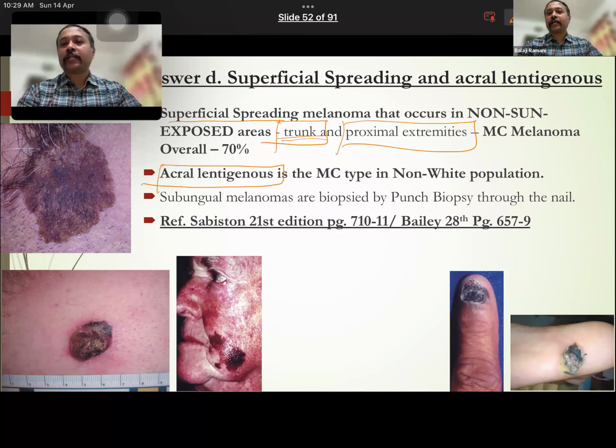Acral lentiginous, on the other hand, will happen in the periphery. This is the most common type that will happen in the non-white population. Subungual melanoma is again considered to be a variant. This thing what you have here is a subungual melanoma. This is an acral lentiginous type.